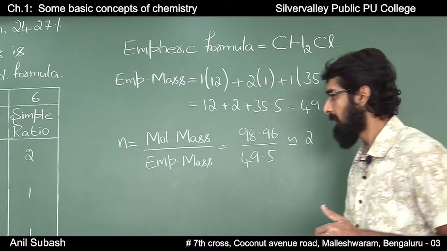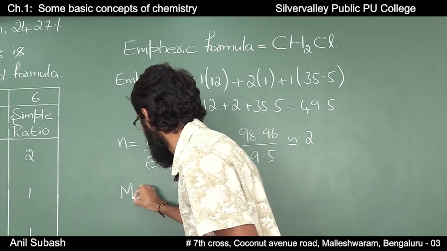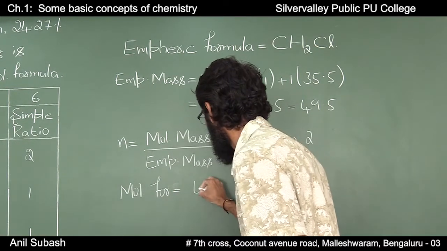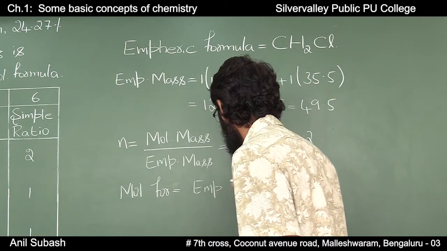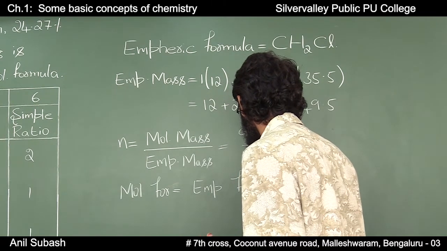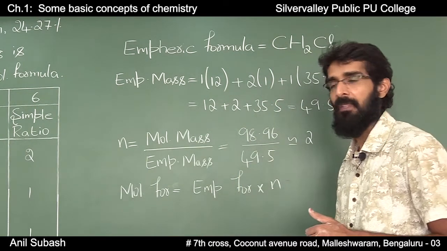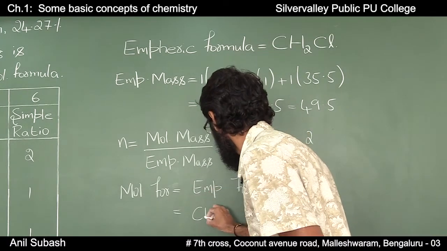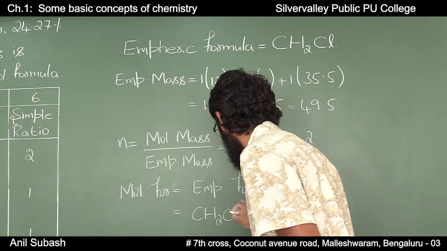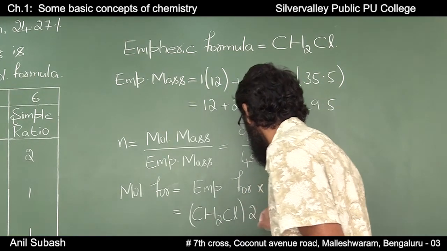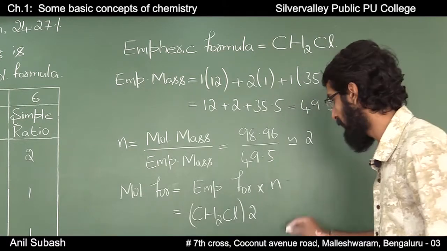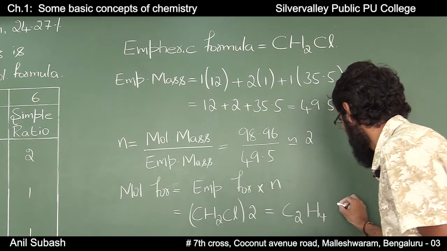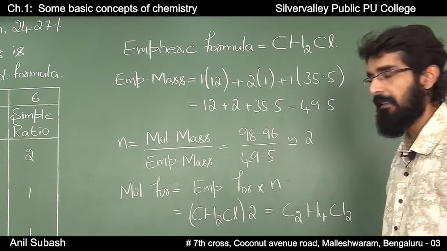We all know that molecular formula is equal to empirical formula into N. Empirical formula is CH2Cl into 2, and the molecular formula of the compound will be C2H4Cl2.